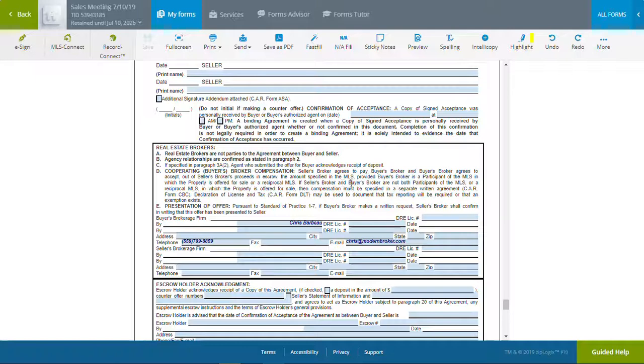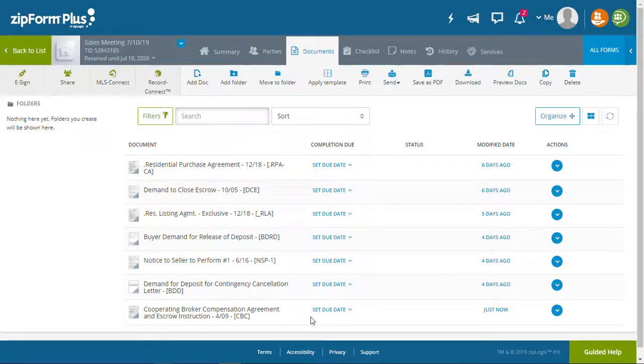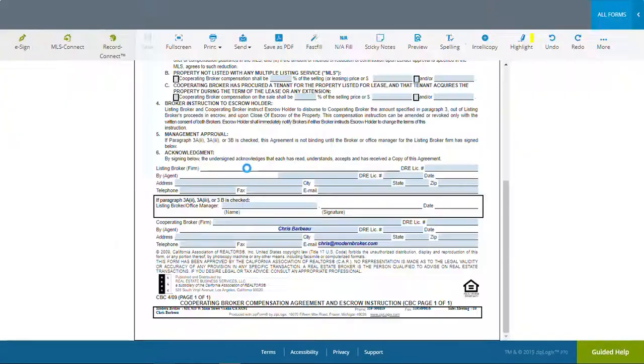if seller's broker and buyer's broker are not both participants of the MLS or a reciprocal MLS, which isn't common, in which the property is offered for sale, then compensation must be specified in a separate written agreement, CAR Form CBC. So again, if you're writing up an offer on a property that's in an MLS you don't belong to, you want to make sure that you use this CBC form, because otherwise there is no agreement for you to be paid. So let's look at that form real quick, and I'll show you exactly how it works.